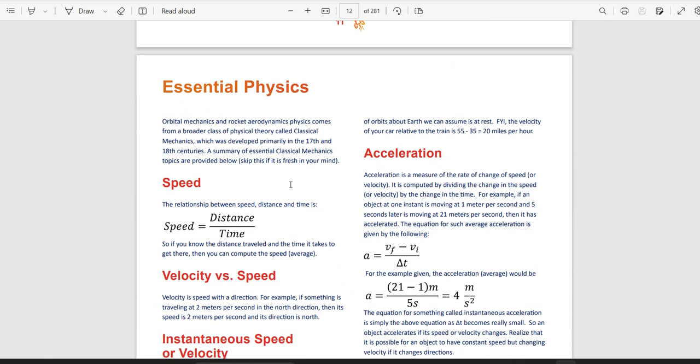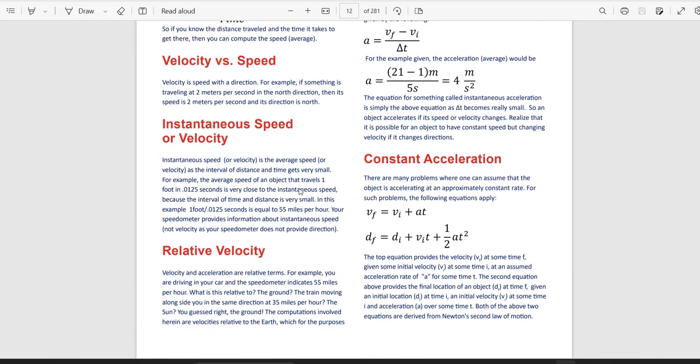Okay, the first several pages provide a summary of the essential physics you must know to understand orbital mechanics. If you've covered this material with your teacher, then you can skip this section. If it's been a while since you've covered classical mechanics concepts, then I would recommend reviewing this information prior to moving on to orbital mechanics.